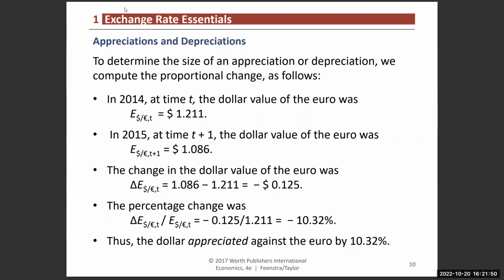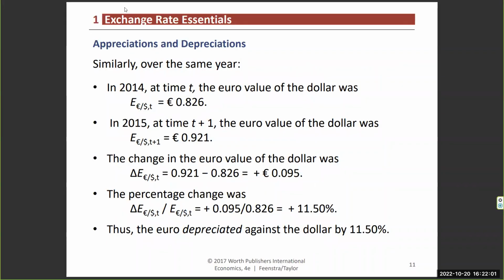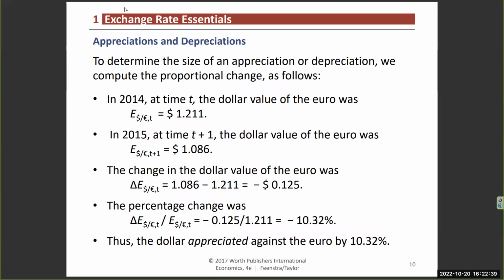But let's make an experiment and change the quotation from euro terms to dollar terms and see what happens. We have the euro in 2014, which is 0.826, and this was the value from the table. The same for 2015. We calculate the change, and we can see that this is plus, divided by the value from period t, which gives the percentage change, plus 11.50%. So the euro depreciates against the dollar by 11.50%. This is not the same as 10.32, so this is the difference here.